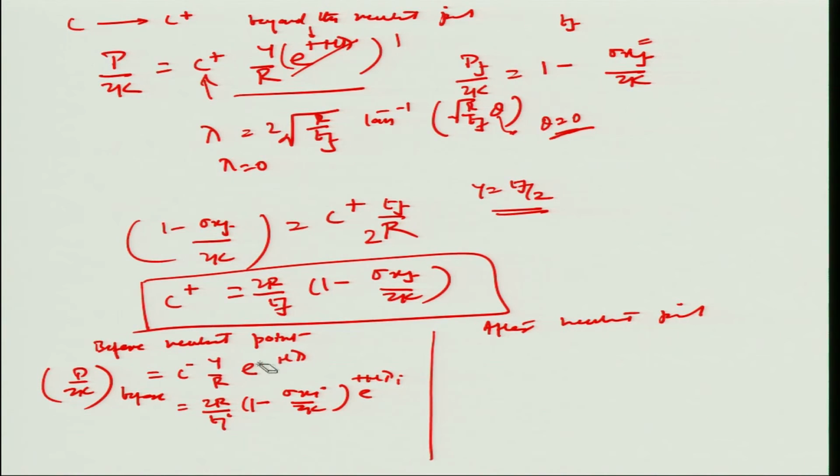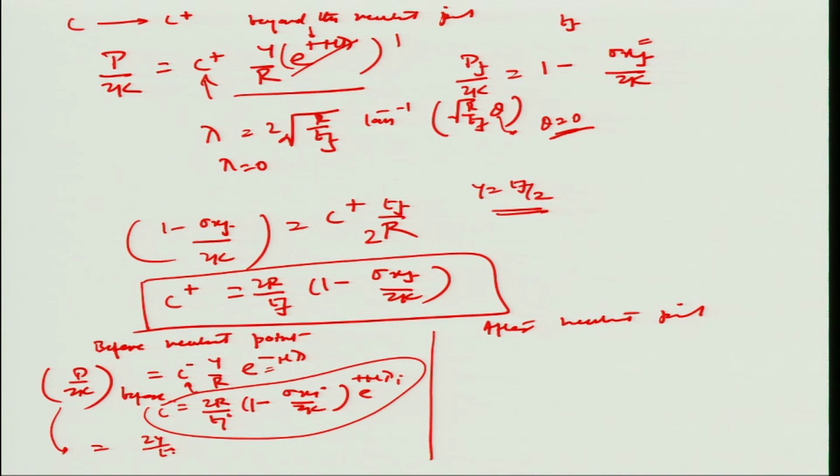Actually this is minus, I'm sorry, this is minus, because as I told you, before the neutral point the friction is an enabler, so minus mu. If I substitute this value for C minus in this particular expression, the final form which emerges can be represented as twice y by ti, where ti is the initial thickness of the roll.